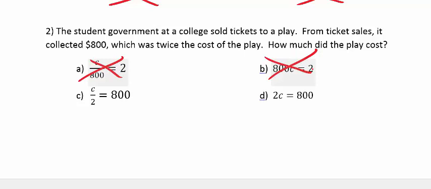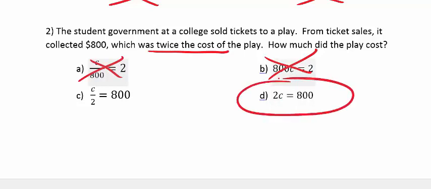Now we're determining which one it's going to be. Is it either the equation in C or D? Well, because it was twice the cost of the play, twice the cost means 2 times the cost of the play, and 2 times C is that expression. So 2C equals 800 is the equation that would work here.